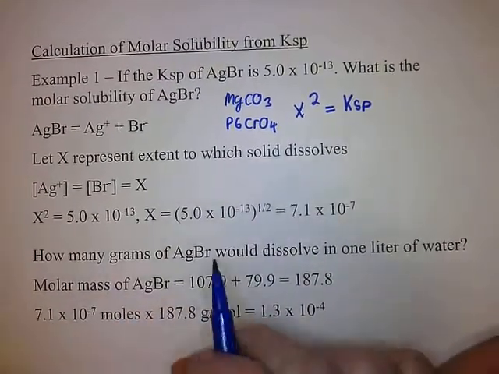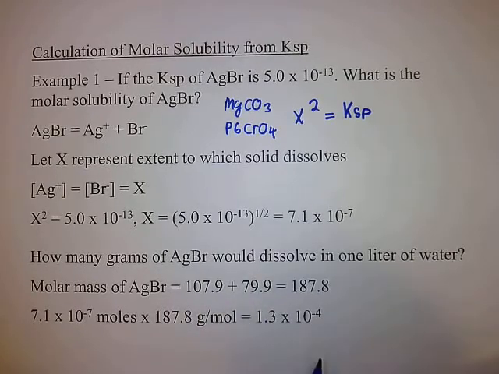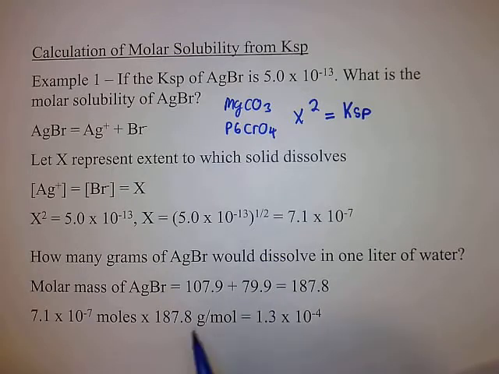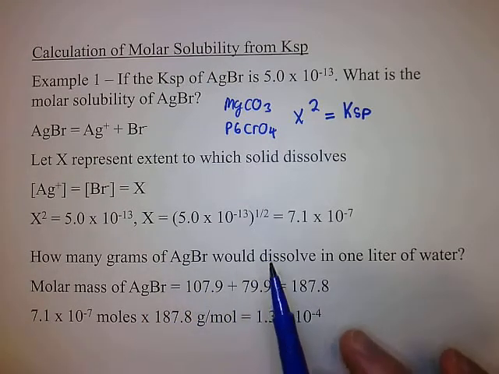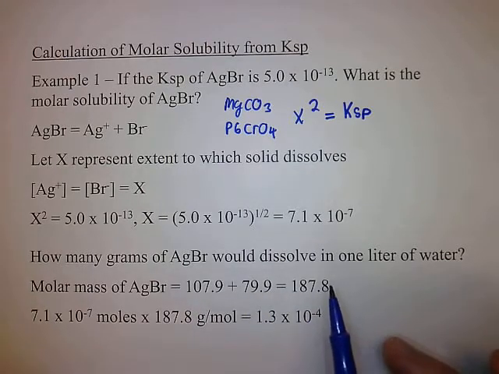Now, one last part of this problem, how many grams of the silver bromide would dissolve in a liter of water? This is just a moles to grams conversion. So we figure out the molar mass of silver bromide. That's 107.9 for the silver, plus 79.9 for the bromine. That's 187.8. Multiply that by 7.1 times 10 to the minus 7th, and you get 1.3 times 10 to the minus 4th.